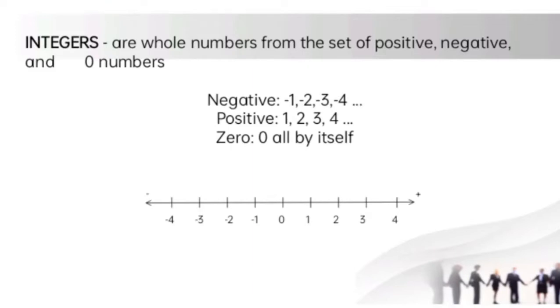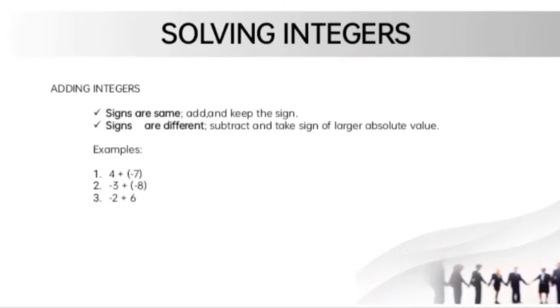Now that you know what integers are, let's proceed to solving them. As you can see, we have here the rules in adding integers. First, if the signs are the same, add and keep the sign. If both are positive, the result will be positive, like positive 2 plus positive 2 will be equal to positive 4. And if it is -2 plus -2, the answer will be -4.